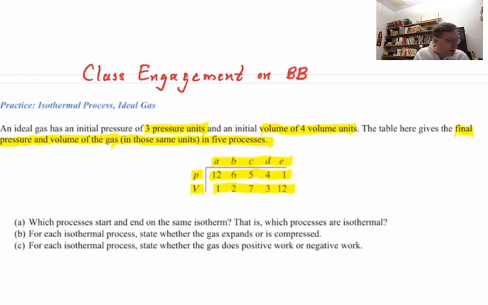Okay. So here are the 3 questions. A, which processes start and end on the same isotherm? That is, which processes of the 5 are isothermal? B, for each of those that are isothermal, state whether the gas expands or is compressed. C, for each one of those processes that is isothermal, state whether the gas does positive work or negative work. That's what you answer on Blackboard.